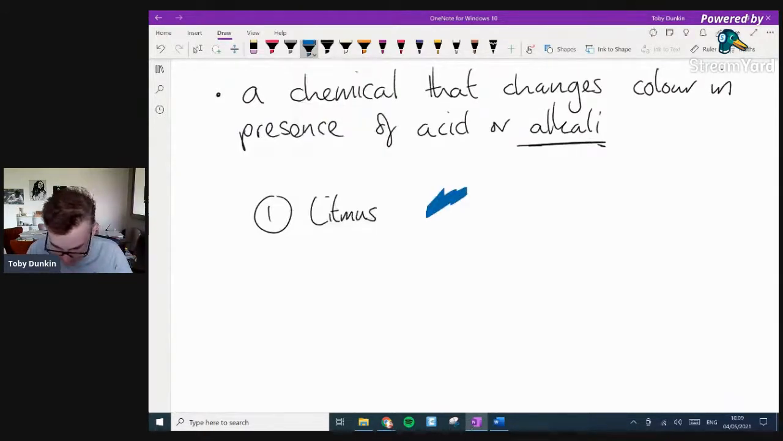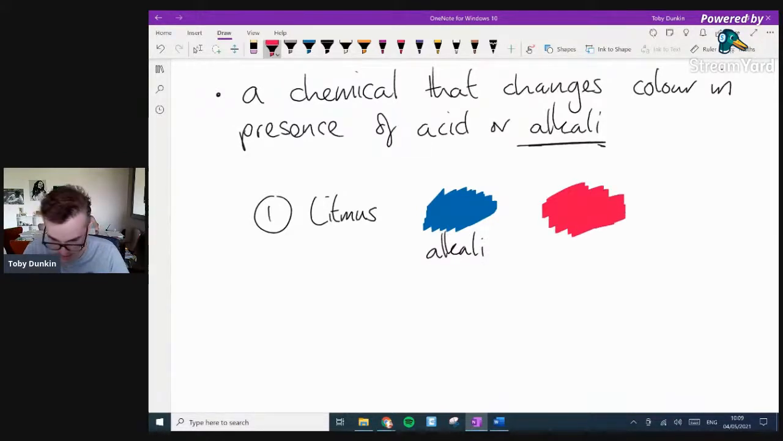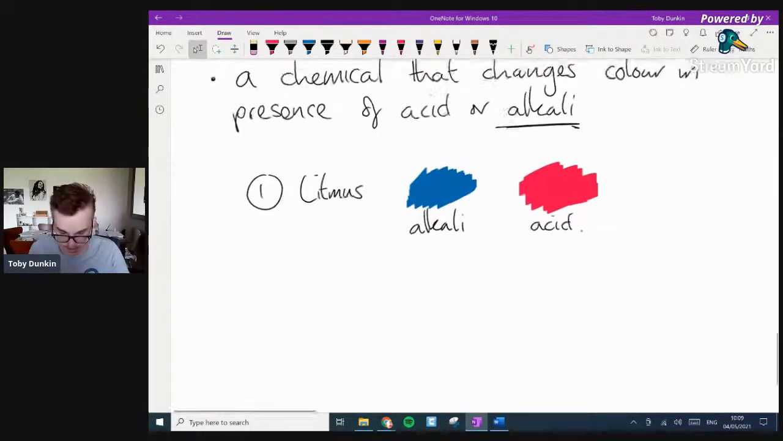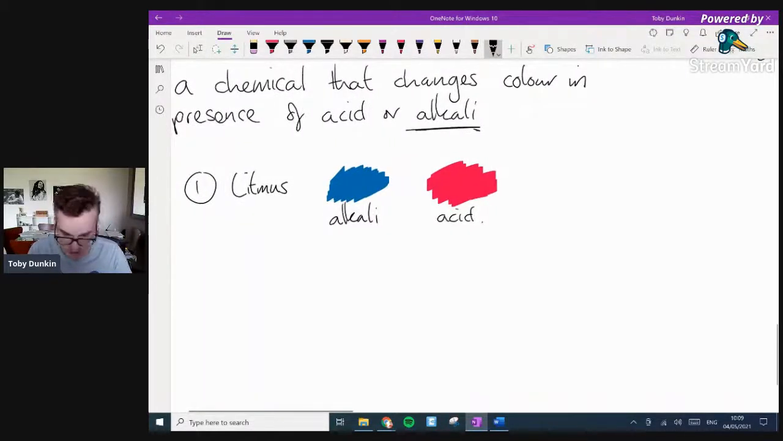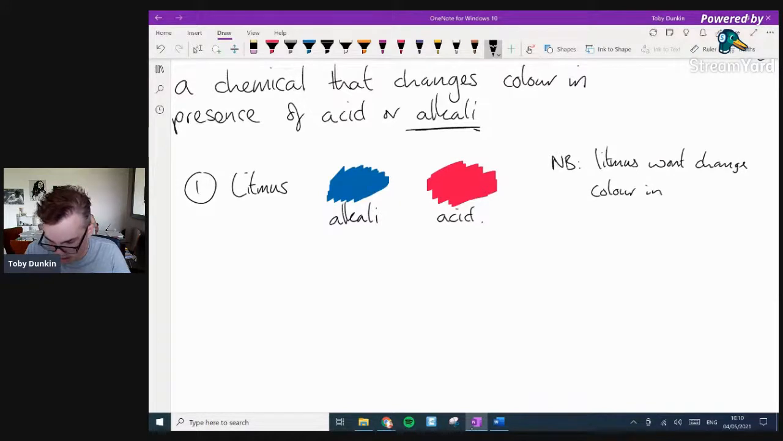There is blue litmus. Now, litmus, when it's blue, is alkali, is basic, yeah? And it is red in acid. This one's super common. Everyone knows it, dead easy, but only two colors, yeah? If you were neutral, so water, if you did water with litmus, it just won't change, yeah? That's a little nota bene, yeah? Litmus won't change color in neutral.